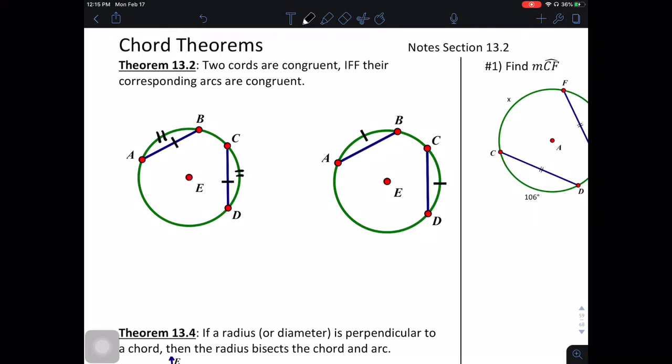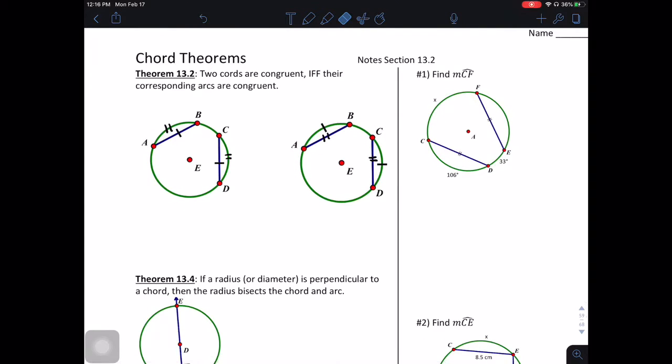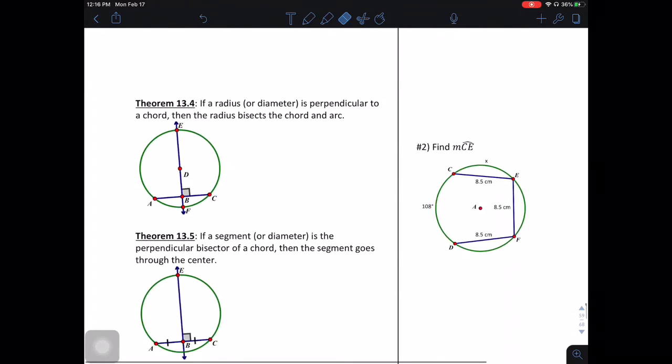Reading it backwards, if two arcs are congruent, looking at this picture, then their corresponding chords have to be congruent. Theorem 13.4. Why did it skip from 2 to 4? Because this if and only if means it's two theorems rolled into one.